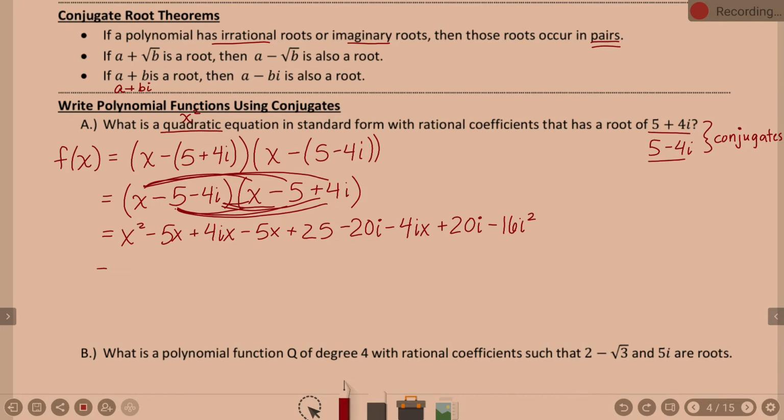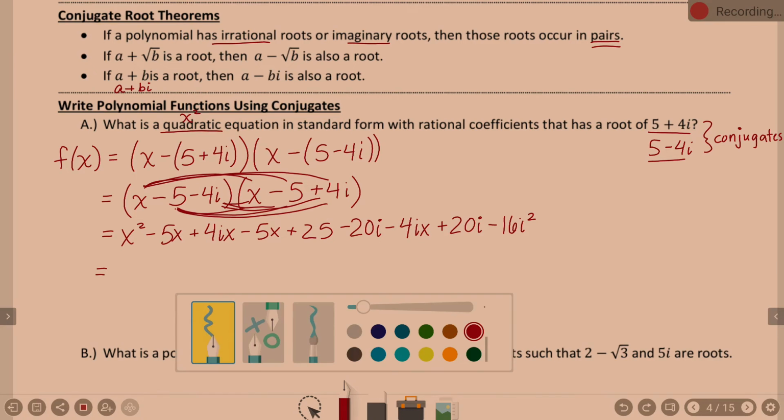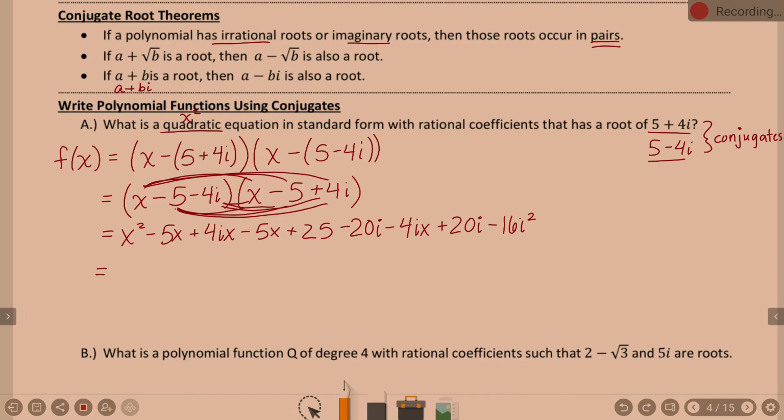Okay, let's do some cleanup. What kind of cleanup do you see? If this problem is done correctly, your ix terms and your i terms should always cancel. If they don't cancel, there's a mistake somewhere. So plus 4ix cancels with minus 4ix. Minus 20i cancels with plus 20i. All i's are gone except for the i squared term.